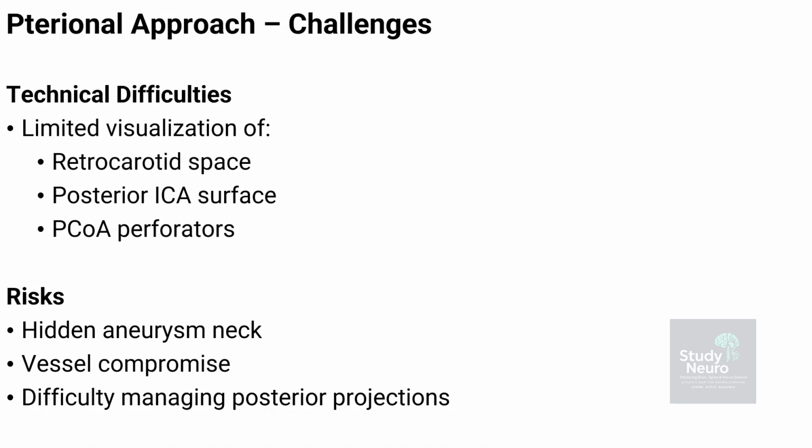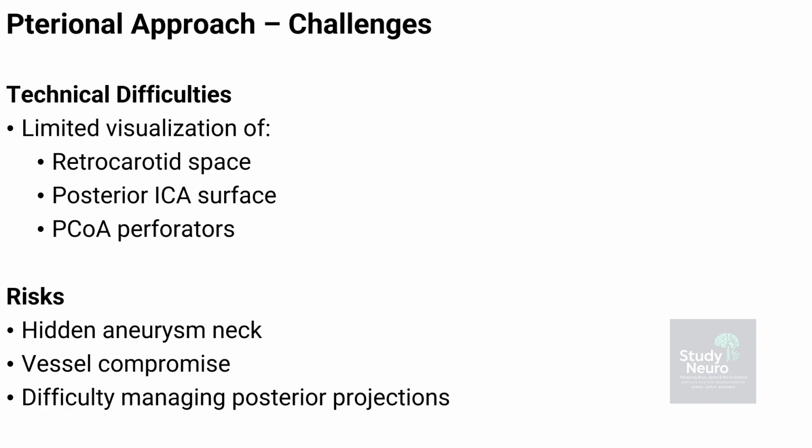The pterional approach is widely used for posterior communicating artery aneurysms, but it comes with important technical limitations that the surgeon must anticipate before deep dissection begins. Exposure is not complete. That is the issue.